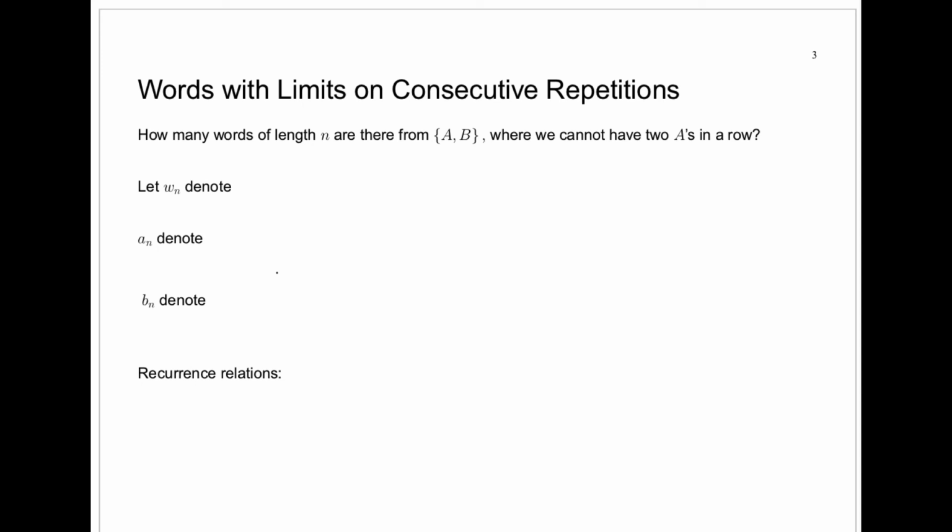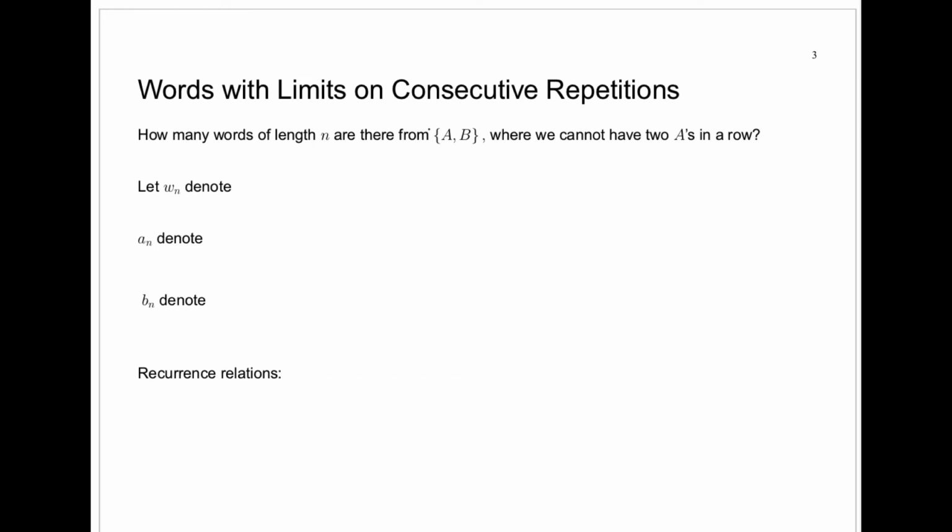The next problem we want to take a look at is counting words where we have limits on consecutive repetitions. What does that mean? Well, we're going to ask the question, how many words of length n are there, just from the alphabet A, B, a two-letter alphabet, where we cannot have two A's in a row. So we can have any number of B's in a row, you just can never have two A's in a row. Anytime you have an A, it has to be followed by a B.